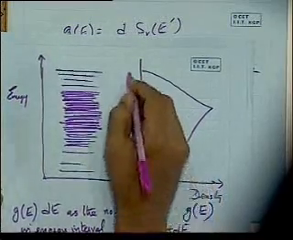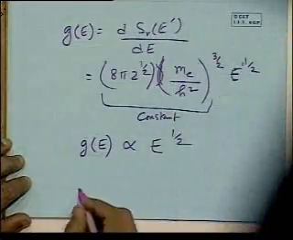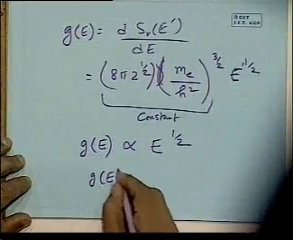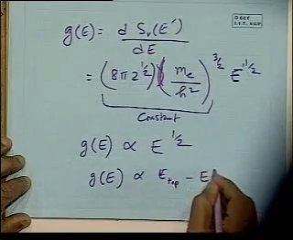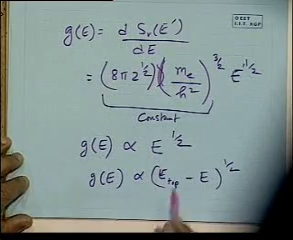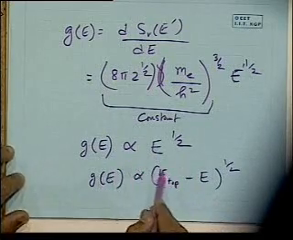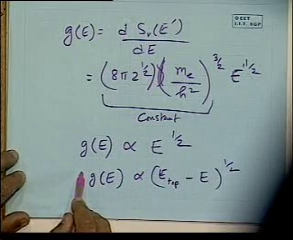We have to take into account that there is some energy here at the top of the band and modify it and say it is proportional, for the top of the band, to E top minus E to the power half. So that as you get closer and closer to E top of the band, the density of states tends to 0.